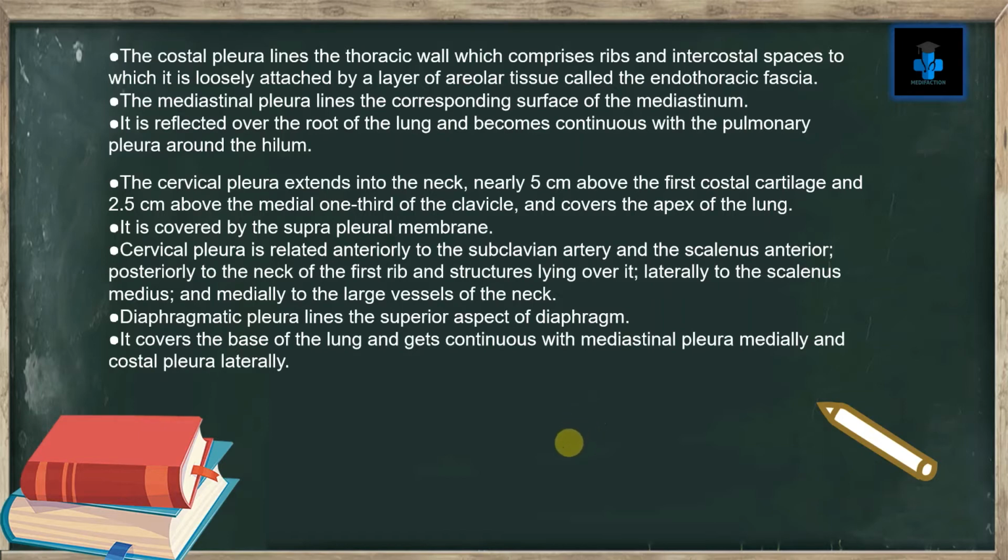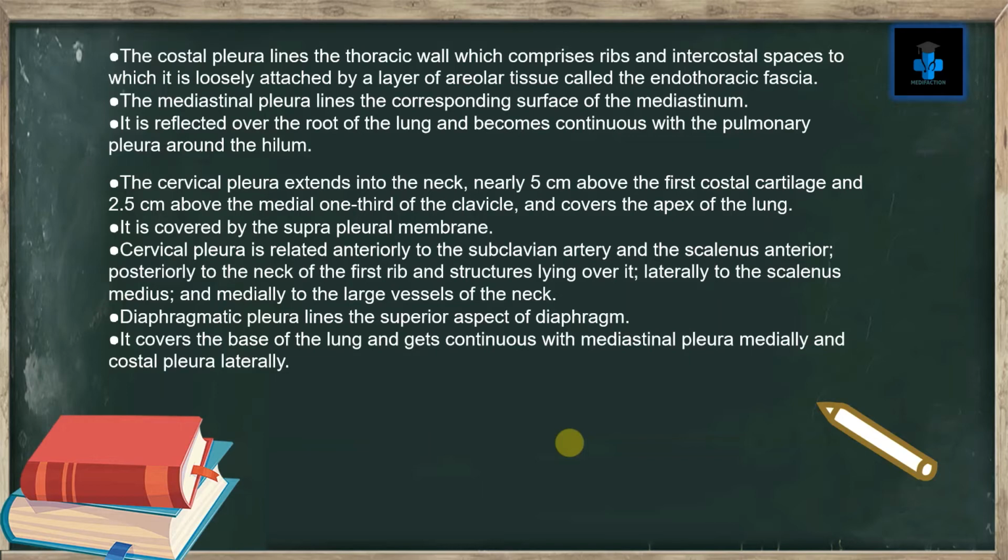The cervical pleura extends into the neck nearly 5 cm above the first costal cartilage and 2.5 cm above the medial 1/3 of the clavicle and covers the apex of the lung. It is covered by the suprapleural membrane.